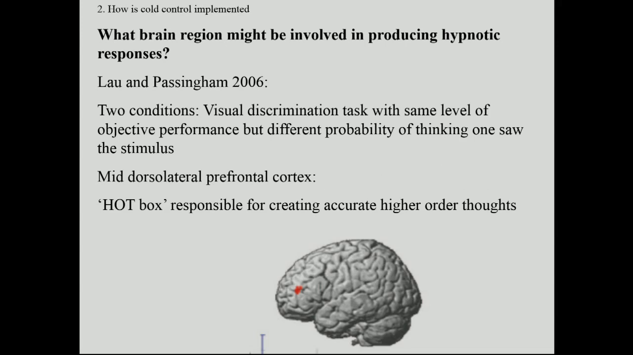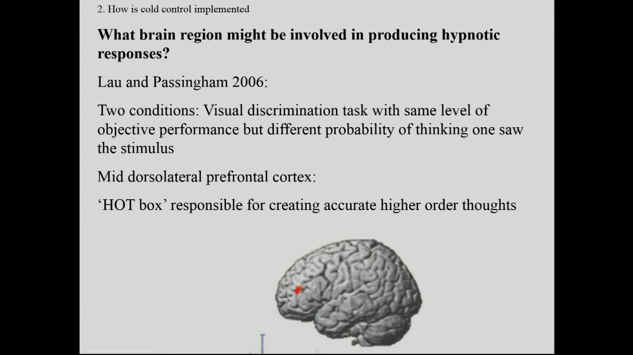So expectations are part of the story, but still it feels a bit inadequate. We need to say more, and I'm not actually going to be able to give a fully adequate explanation of how one could systematically form inaccurate higher order thoughts. But I want to wave my hands a bit in, hopefully, something like the right direction. So one question you could ask is, what brain region might be involved in producing hypnotic response?